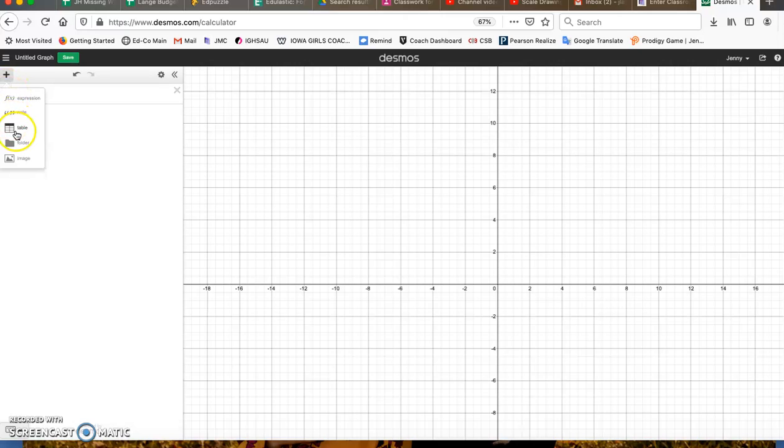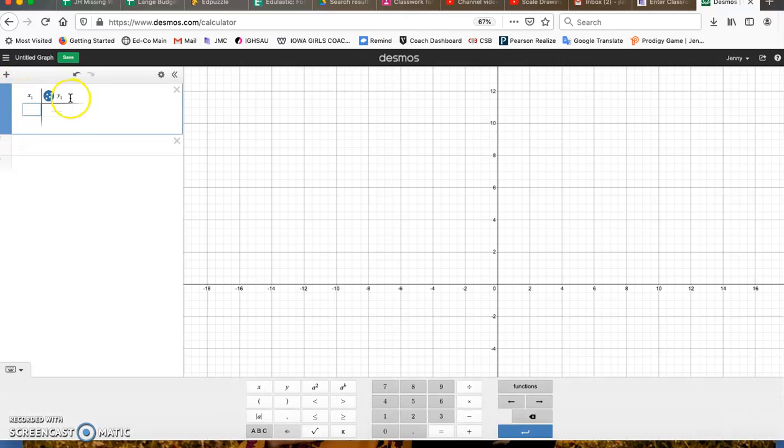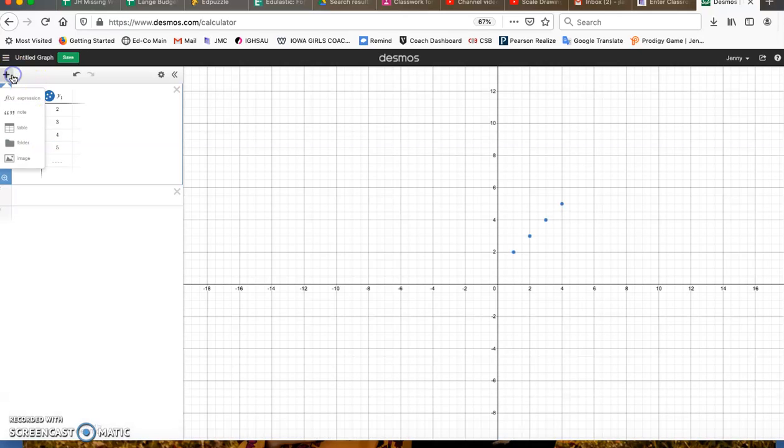Now, if you wanted, the nice thing about this, you could even make a table. So if I wanted to make a table of values, like if I had an XY table, 1, 2, 3, 4, 2, 3, 4, 5. Oops. Okay, and there's those points individually. So I can plot individual points if I want to as a table. So if you were doing a scatter plot or something, which we would have done in 8th grade, but we didn't get around to it, you could use this for that.